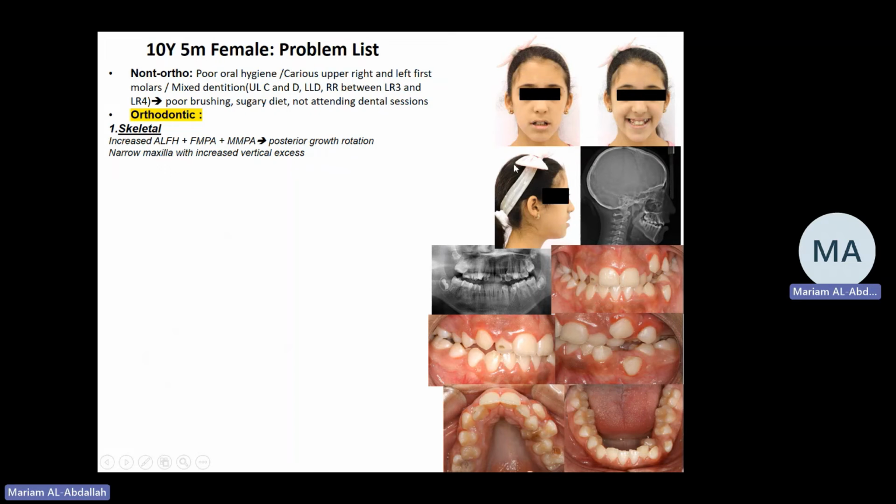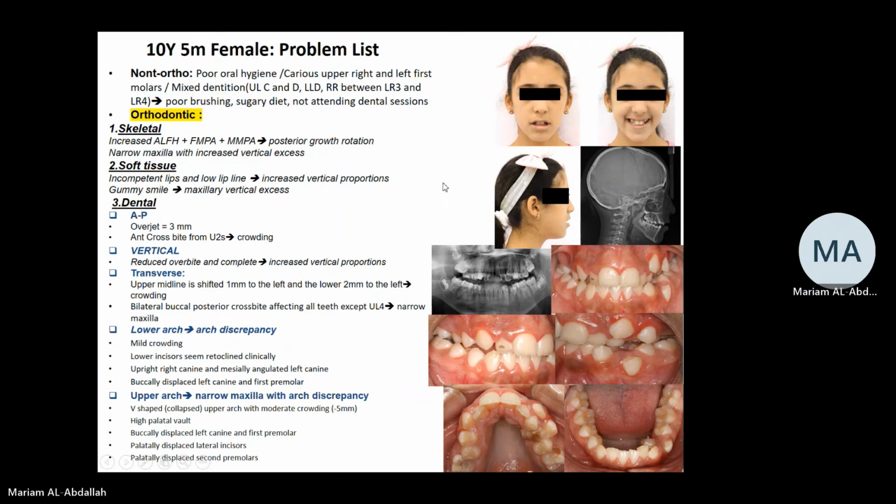Skeletally, we said that we have an increased vertical dimension, and this is related to posterior growth rotation. So the etiology is posterior growth rotation. Incompetent lips and low lip line are related to the increased vertical proportions, and the gummy smile is related to increased maxillary vertical excess. Dentally, the crossbite related to the laterals is mainly due to crowding and displacement of teeth. As you can see, the laterals are crowded and they are palatally displaced. Vertically, we have reduced overbite. The etiology is increased vertical proportions and posterior growth rotation.